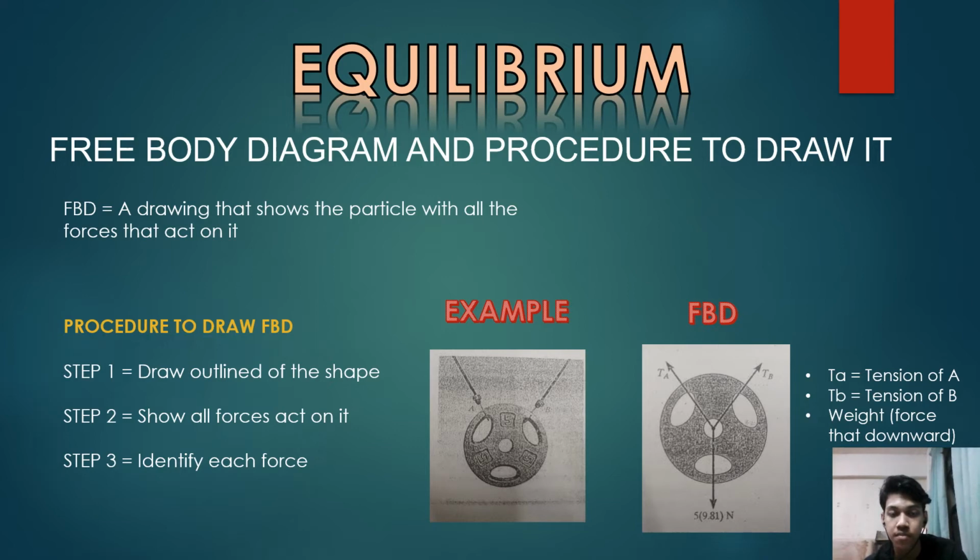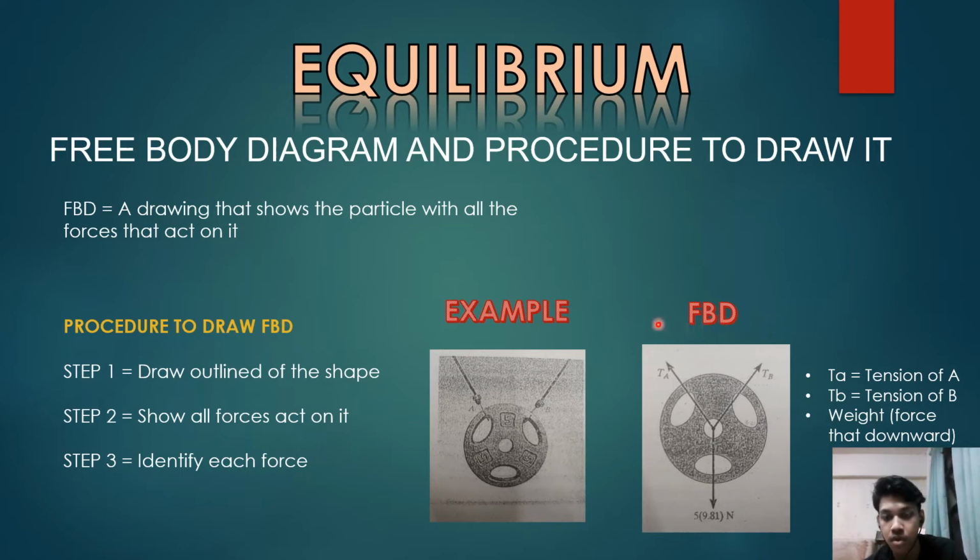Right here I have one example, which is this picture. We can say that this is a ring that is attached to two strings, which are the A string and the B string. So from this picture or diagram, we can transfer it to a free body diagram.